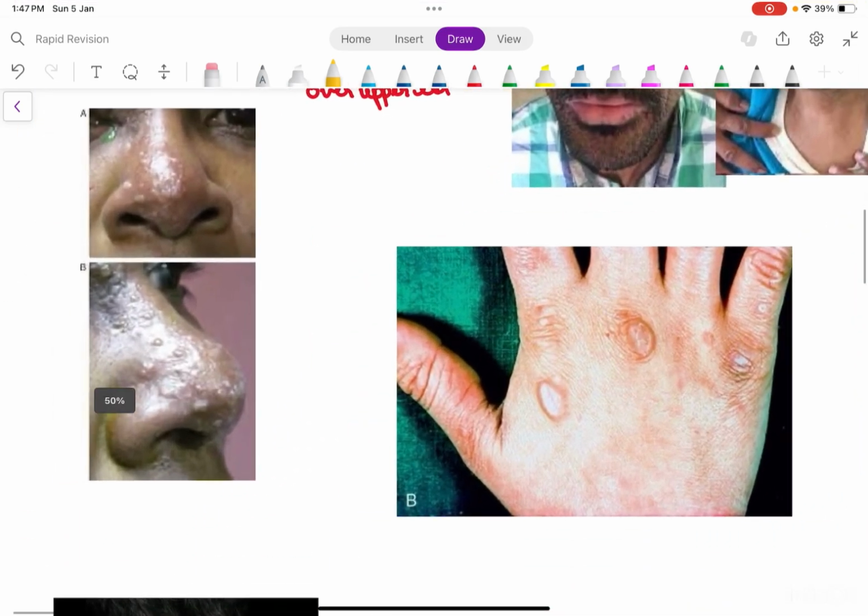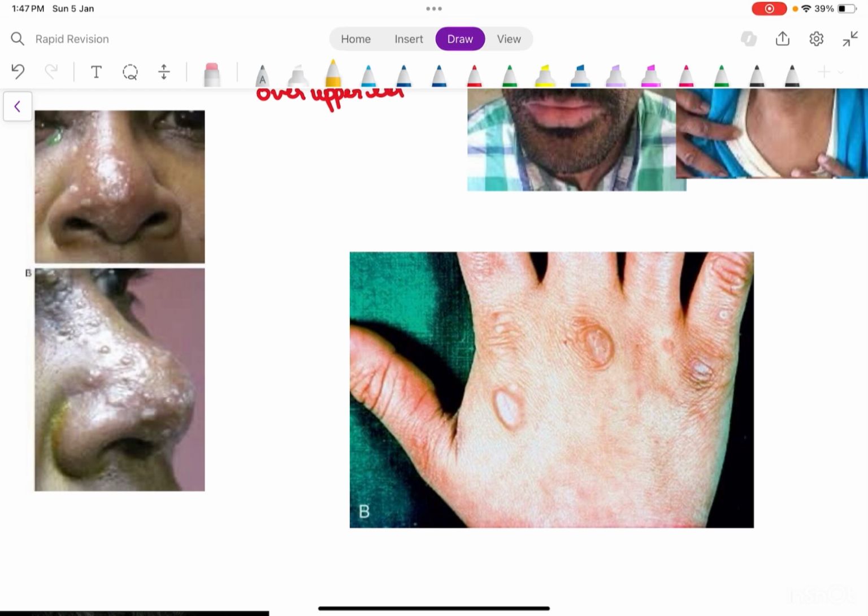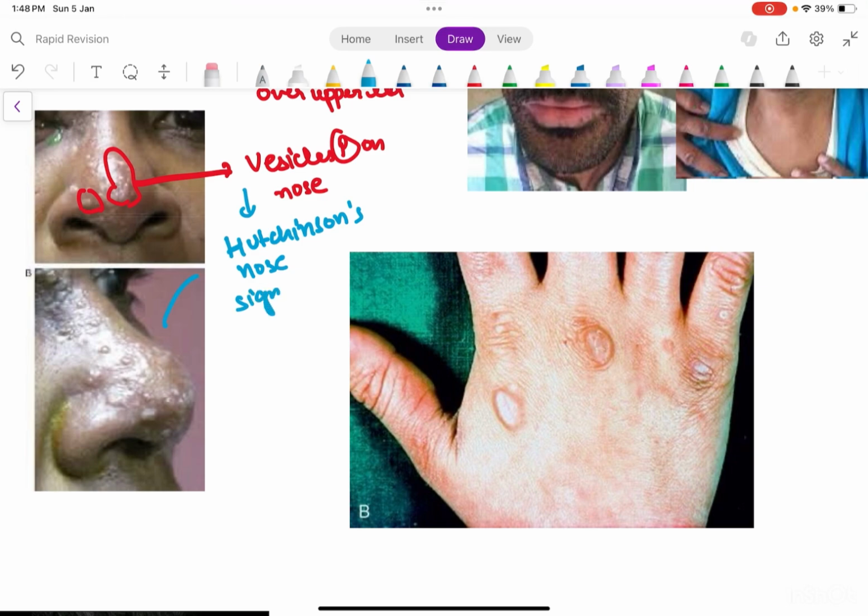All right. Then coming on to this sign. Now this is like very nose which is full of vesicles, right? So can you appreciate like full of vesicles? So vesicles present on nose. So this is Hutchinson's nose sign. This is also same.